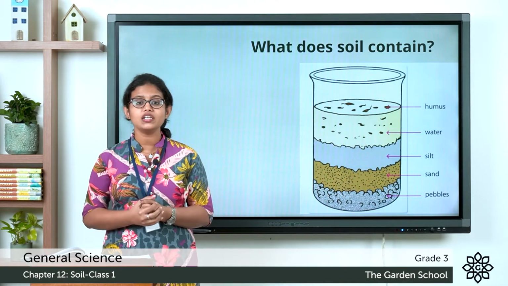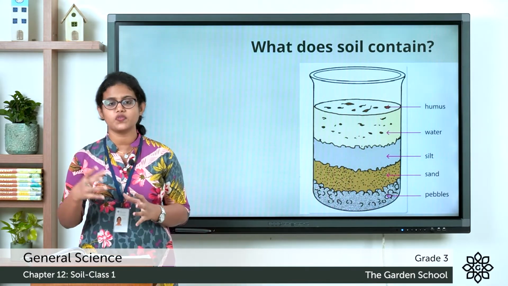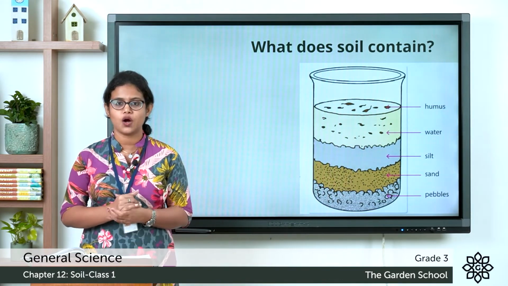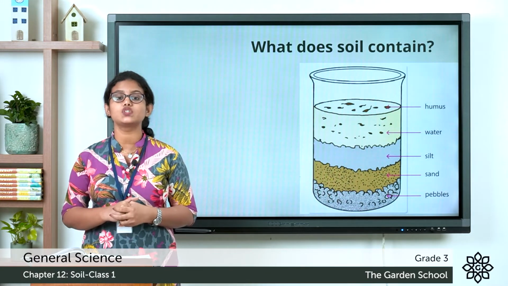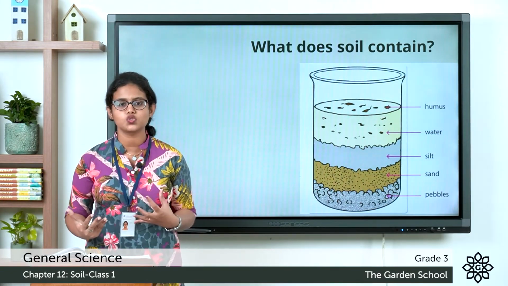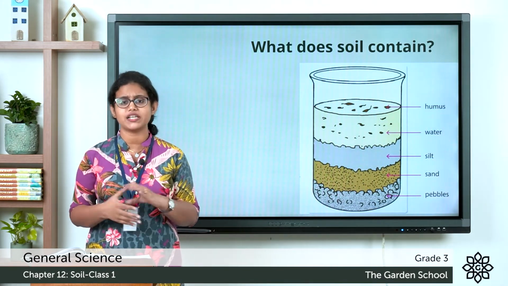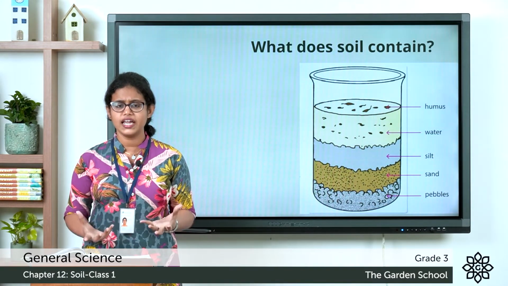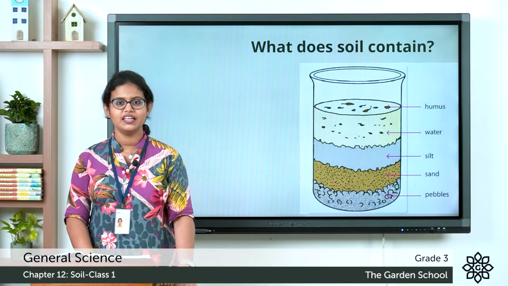The soil also contains air and water. If you take a dry lump of soil and mix it in water, you can see air bubbles coming out. What does it mean? It contains air. It also contains water. When it rains, the soil collects rainwater and it is stored underground. So what does soil contain? Soil contains different materials: pebbles, sand, silt, clay, humus, etc. It even contains air and water.